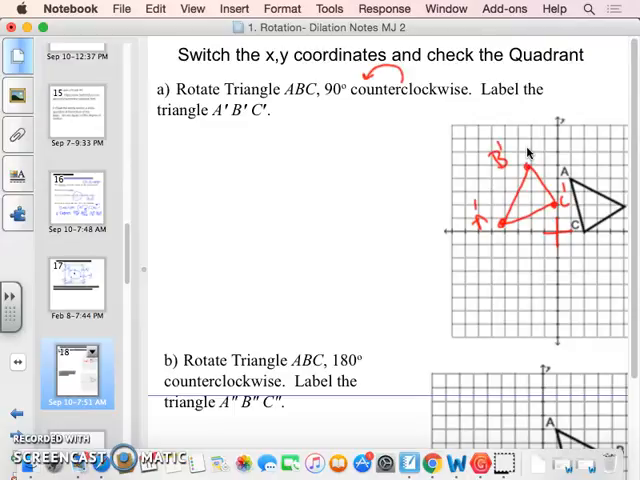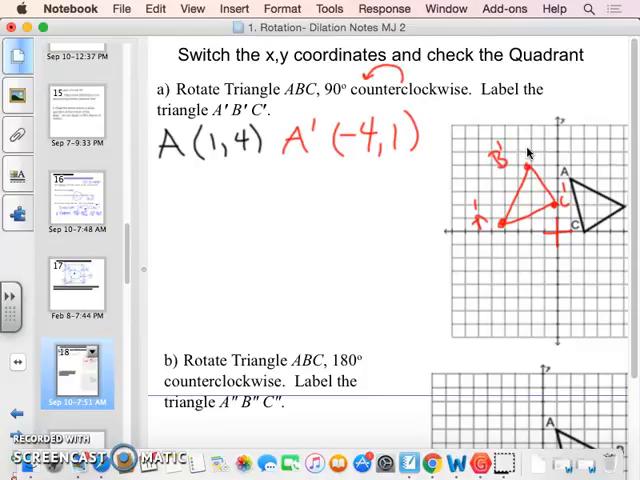So let's compare what happened to our coordinates so that we can come up with a rule for when we rotate triangle ABC 90 degrees counterclockwise, what's going to happen to our coordinates every time. So let's first look at A. And the coordinates of A are 1, 4. The coordinates of A prime now are at -4, 1. Huh. What happened? Looks like they flip-flopped and the 4 became negative.